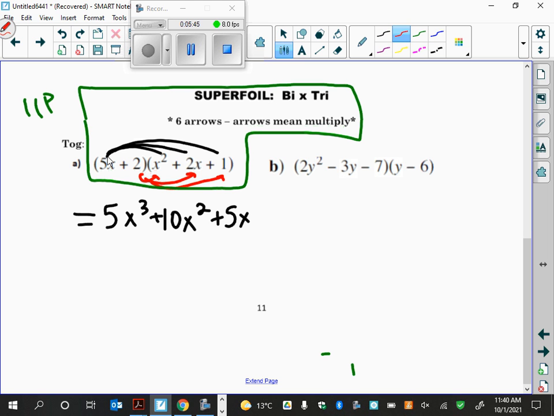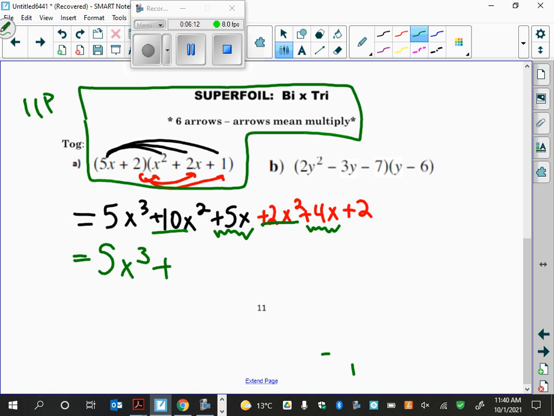On the bottom brackets, we got 2 times x squared, which is plus 2x squared, 2 times 2x, plus 4x, and 2 times 1 is 2. And now we collect like terms. We add the x squareds together, and we add the x's together. Bring down the first term and the last term. 10x squared plus 2x squared is 12. Keep the x squared. 5 plus 4 is 9. Keep the x. Anybody get that?